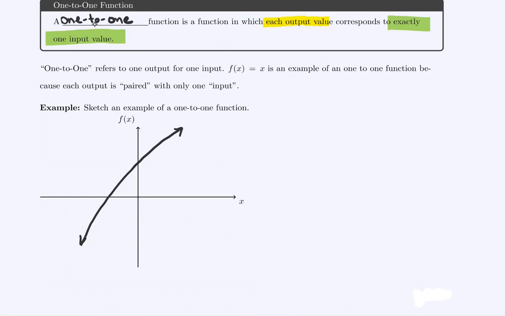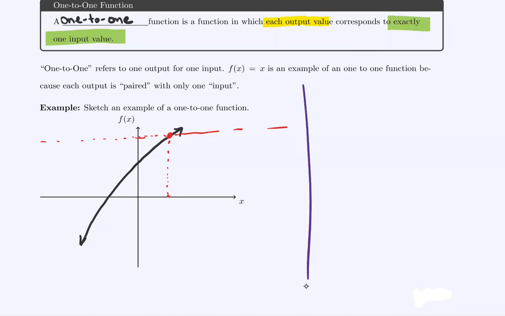A one-to-one function is a function where each output value, so each y value, corresponds to exactly one input value. So for any y value that we pick, if we think about where that function has the output value, we see that it only intersects the curve once, which means there's only one corresponding input value for this output value.